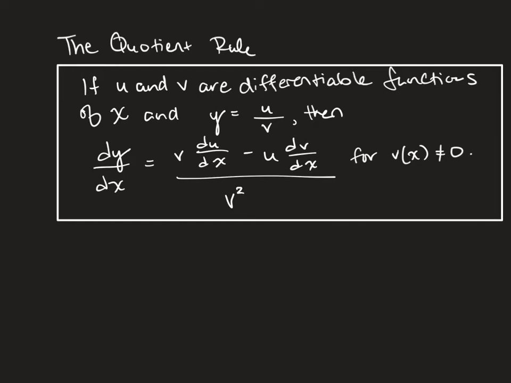Okay, the quotient rule. And there's a dirty little secret about the quotient rule, and that is that it is actually secretly just the product and chain rules together. Like you need both the product and the chain rule, or you can just use the quotient rule.